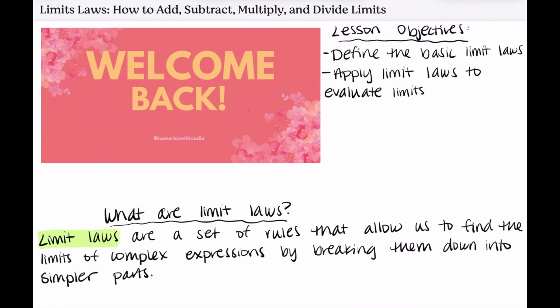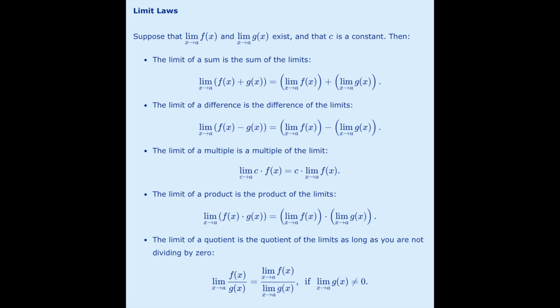To start, let's go ahead and define what limit laws are. Limit laws are a set of rules that allow us to find the limit of complex expressions by breaking them down into simpler parts. There are different limit laws for every operation. Let's go through and look at them.